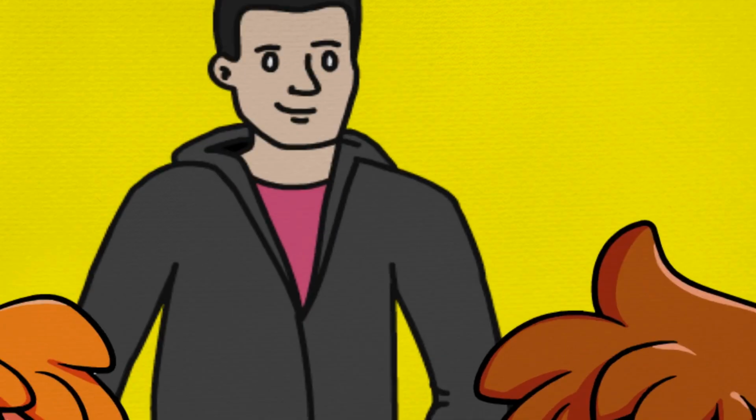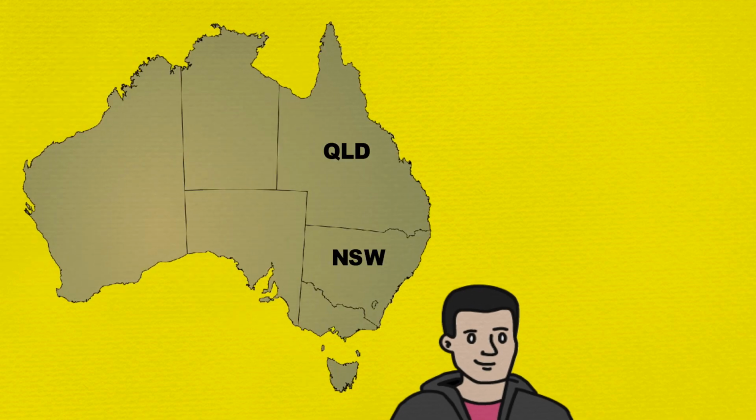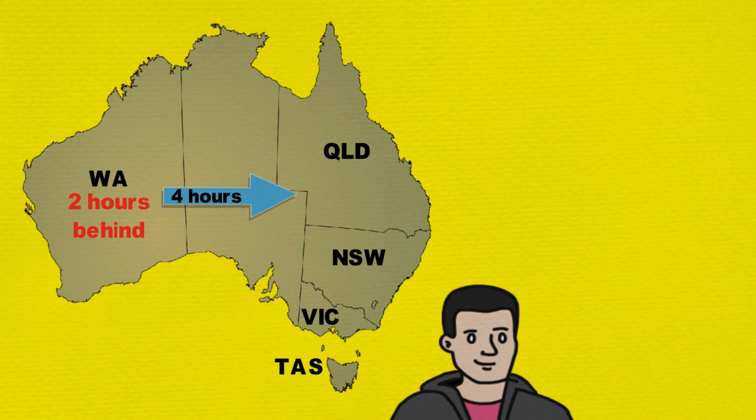"Well," replied their dad, "right now in winter, in the eastern states of Australia, that is Queensland, New South Wales, Victoria and Tasmania, our time zone is 2 hours ahead of Western Australia. So the West is 2 hours behind us. This means that even though my flight was about 4 hours long in actual flying time, I landed about 6 hours after taking off from Perth."